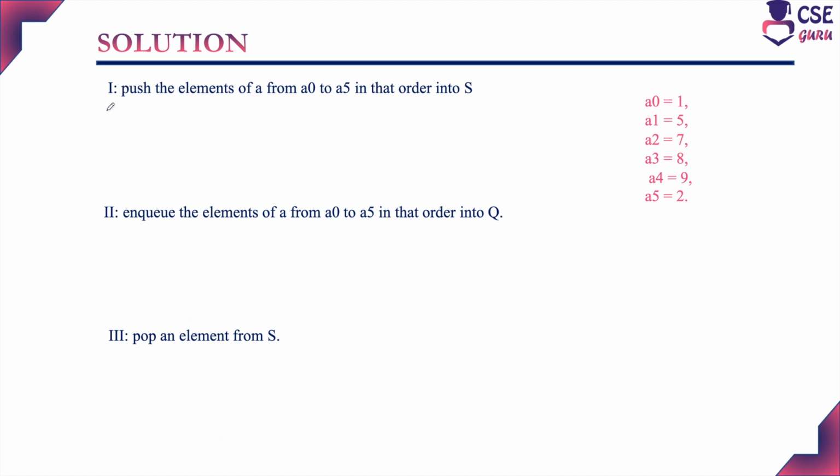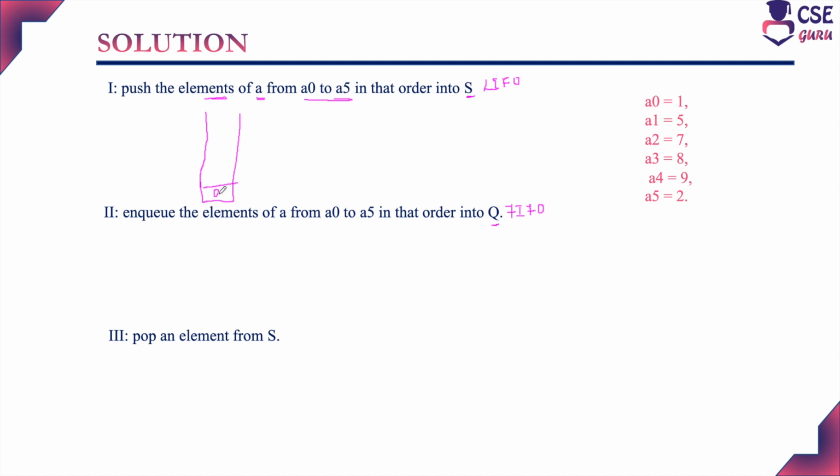So first we will consider the first operation. Push the elements of A from A0 to A5 in that order into S. S represents the stack, which is last in, first out, that is LIFO. And Q is first in, first out, that is FIFO. So this we already know. So the first operation is push the elements of A from A0 to A5 in that order into S.